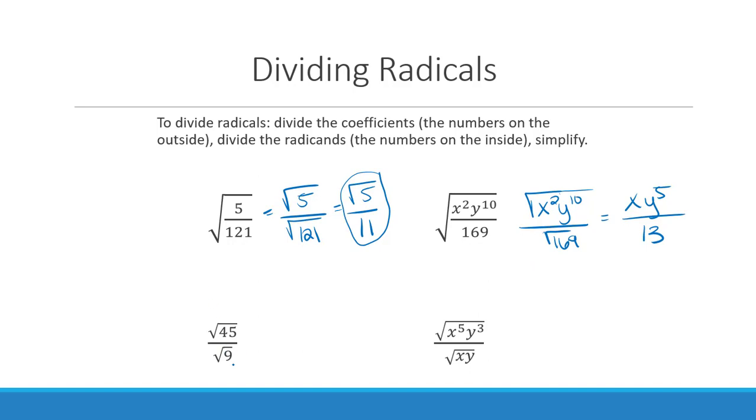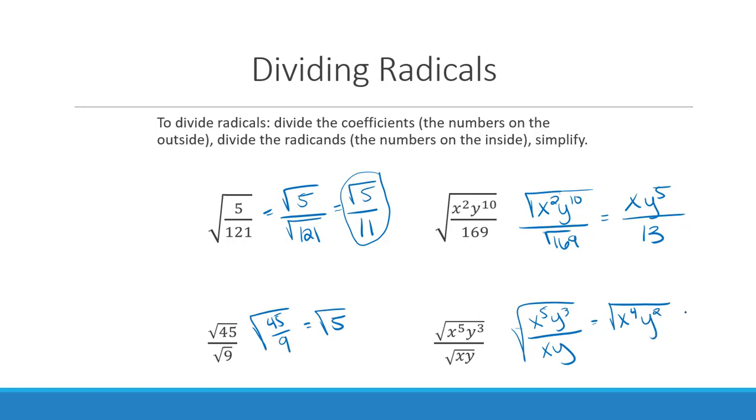Now, if they are written separately, see if rewriting them all underneath the same radical would actually help you. So we rewrote this as 45 divided by 9. 45 divided by 9 is just 5. So this would just simplify to give us the square root of 5. Again, if I rewrote this as the square root of x to the 5th, y to the 3rd, all over xy, could that help me actually divide these two? Yes, because 5 minus 1 would give us x to the 4th. 3 minus 1 would give us y squared. Now, can I simplify this even further? Sure. 2 goes into 4 2 times, and 2 goes into 2 one time.